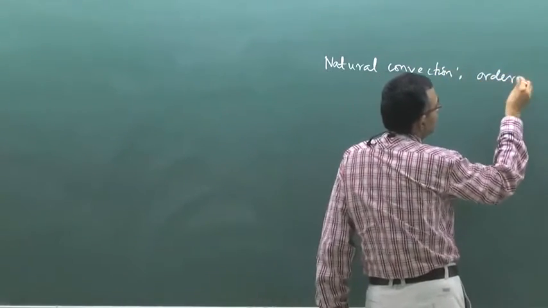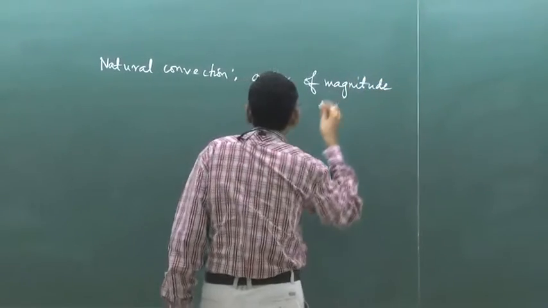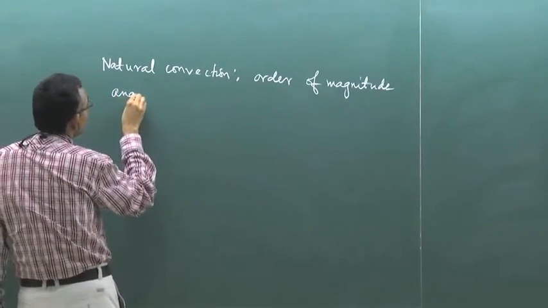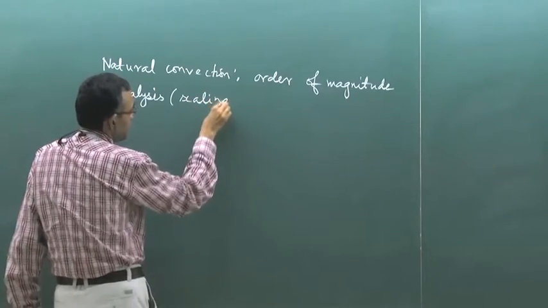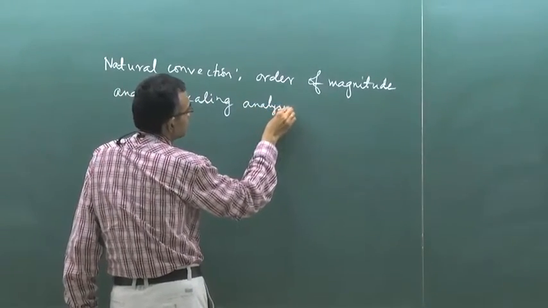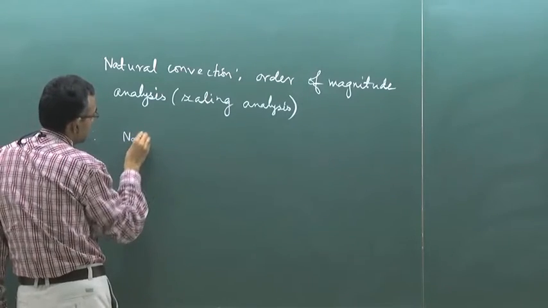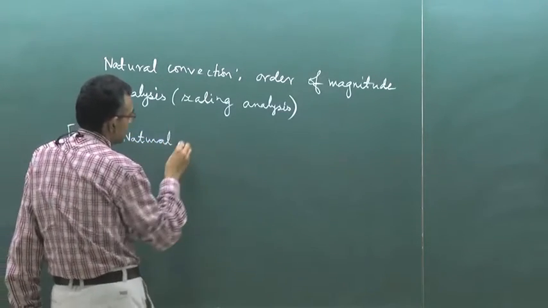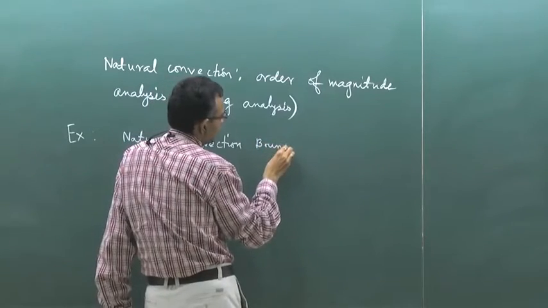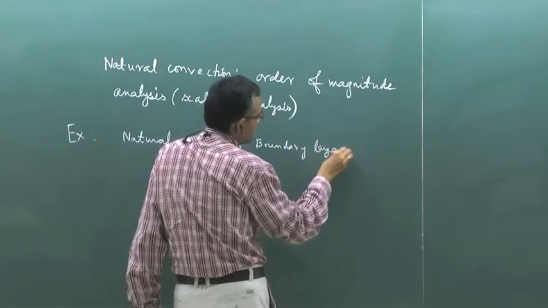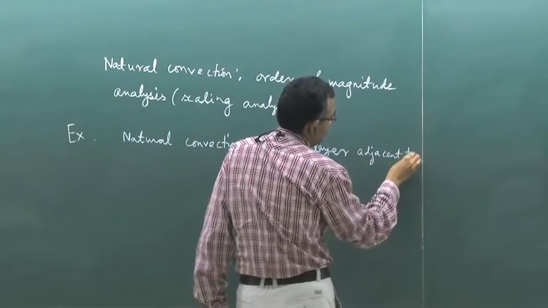order of magnitude analysis or scaling analysis, with an example of natural convection boundary layer adjacent to a vertical flat plate.